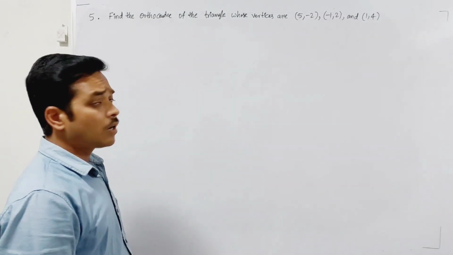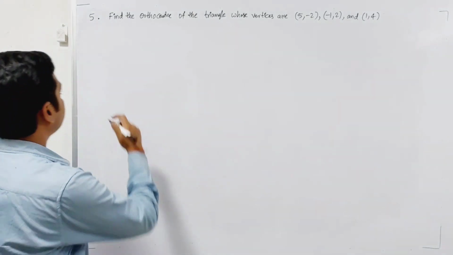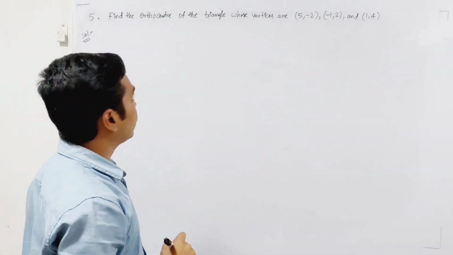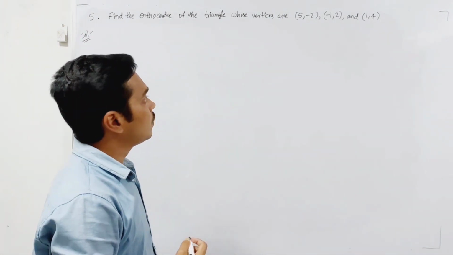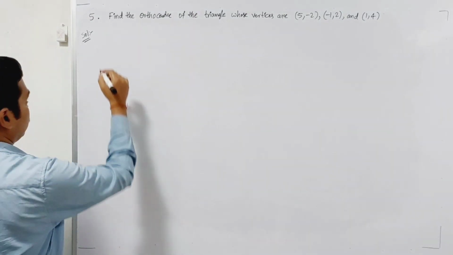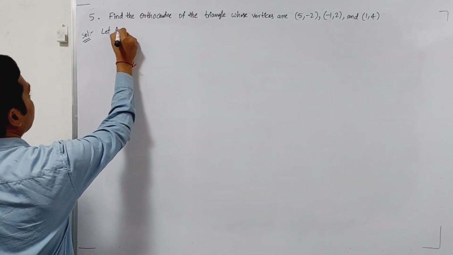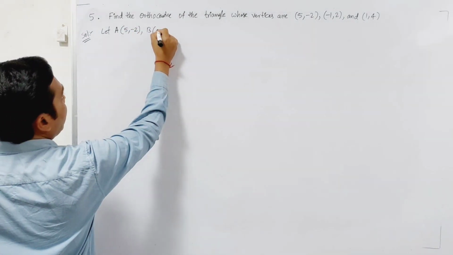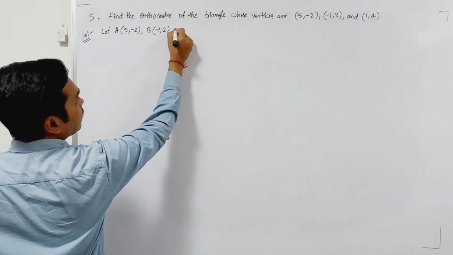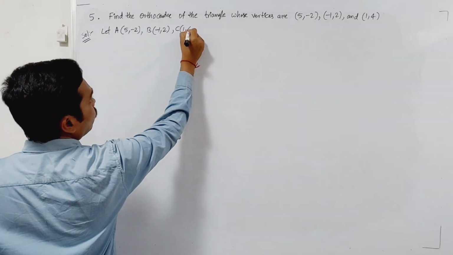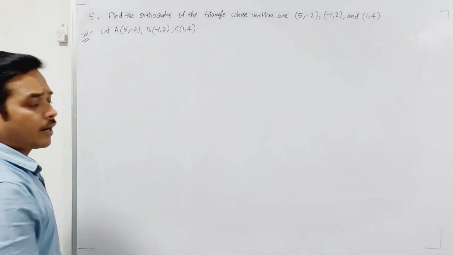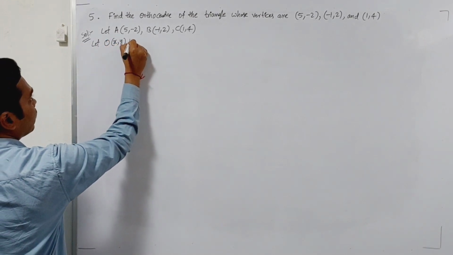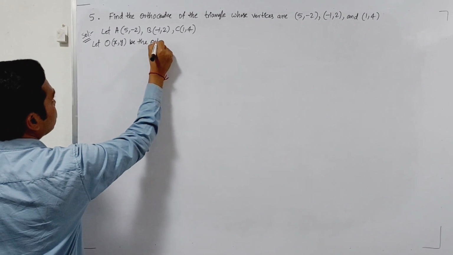Now second problem on orthocenter by using the second method. The given problem is to find the orthocenter of the triangle whose vertices are 5 comma minus 2, minus 1 comma 2 and 1 comma 4. Let's assume capital A is 5 comma minus 2, B is minus 1 comma 2 and C is 1 comma 4, the three vertices of the triangle. And let O x comma y be the orthocenter of triangle ABC.